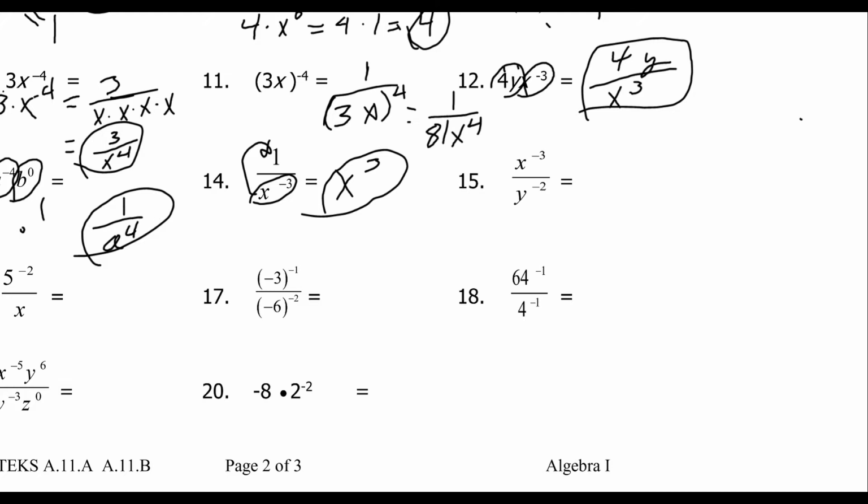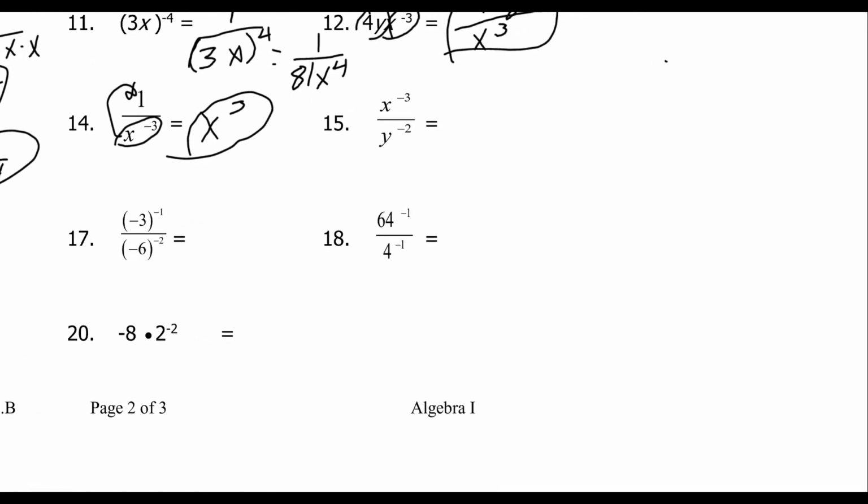Alright, now, on number 15, we have a bit of a double cross, okay? This is a negative, that needs to go down. This is negative, that needs to go up. So what we have is y squared over y cubed, or rather, x cubed. Alright, that's not too bad. Now, moving along.